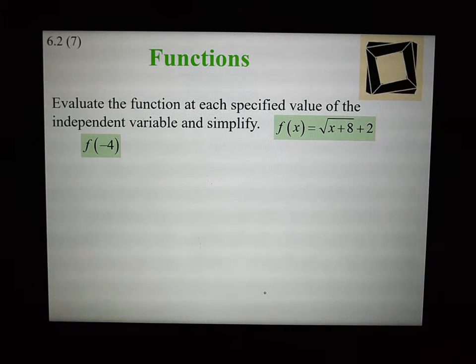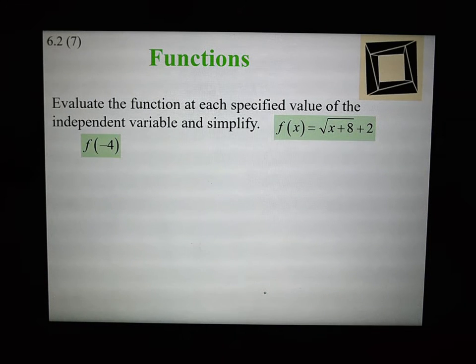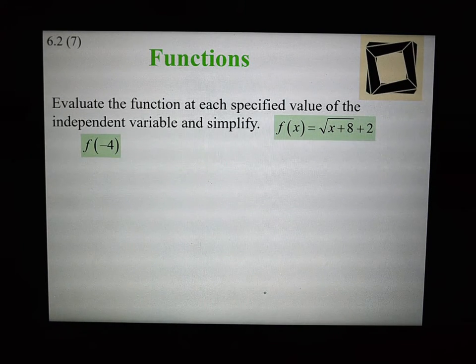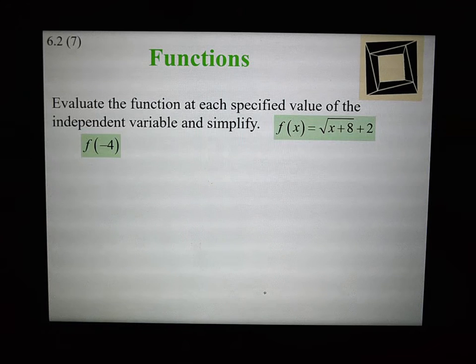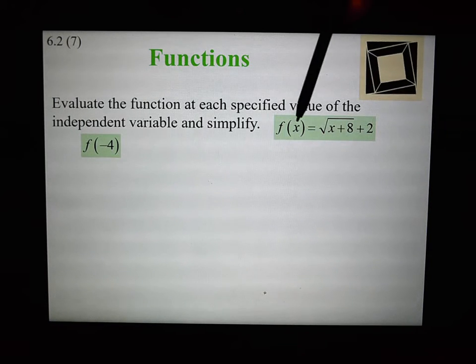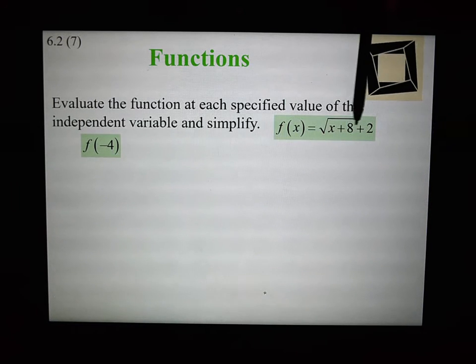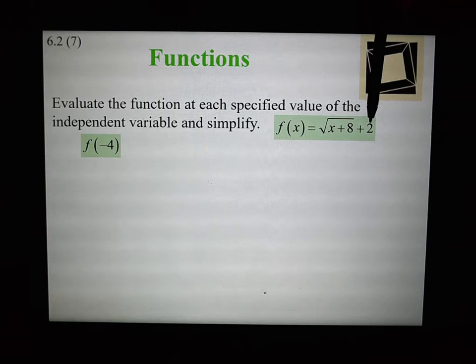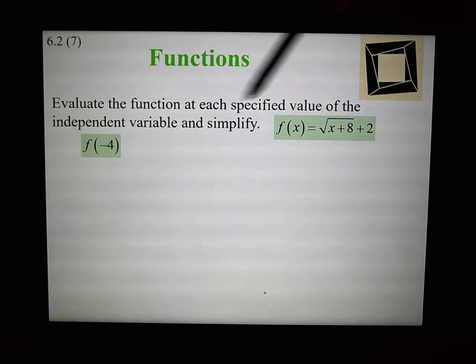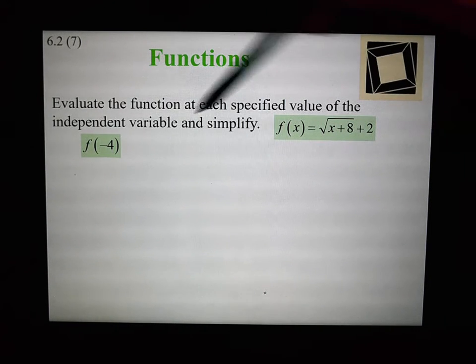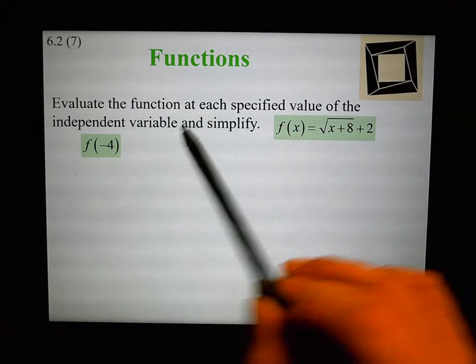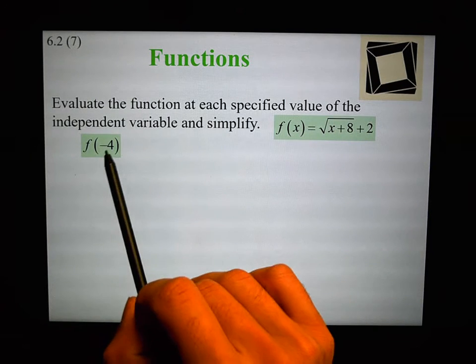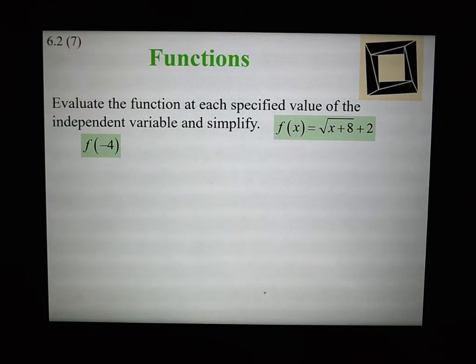Okay. So the very first part of 6.2 you are absolutely going to love. You're going to love it because it's so simple that you're going to think, wait, this is too easy. Yes, enjoy it. Okay. Here's a function, f of x equals square root of x plus 8, and then we're going to add 2 to that. Evaluate the function at the specified value of the independent variable and simplify. What does that mean? That means figure out when you plug in -4 into the function, what do you get?